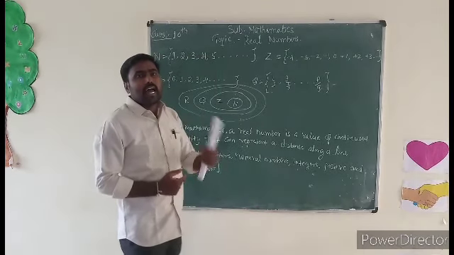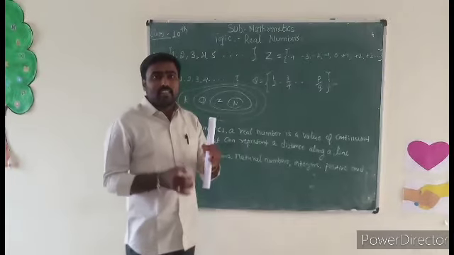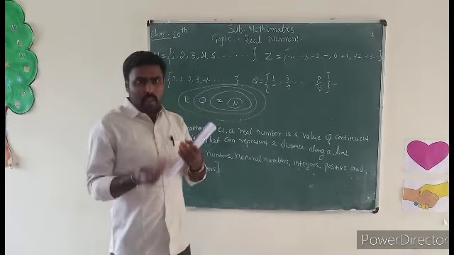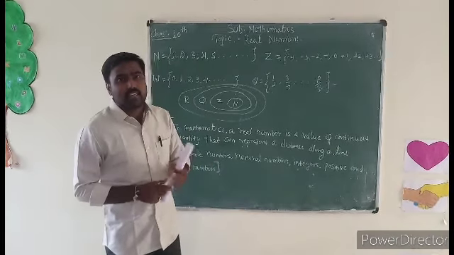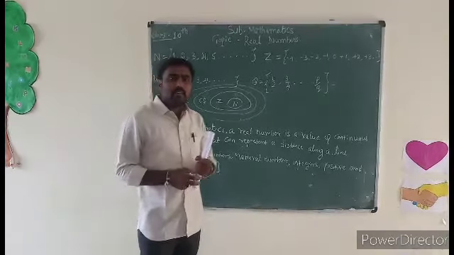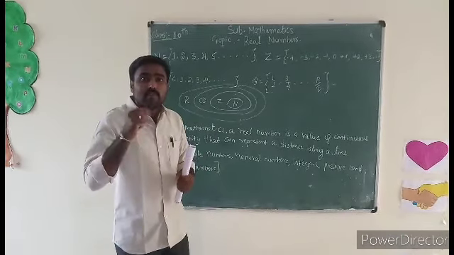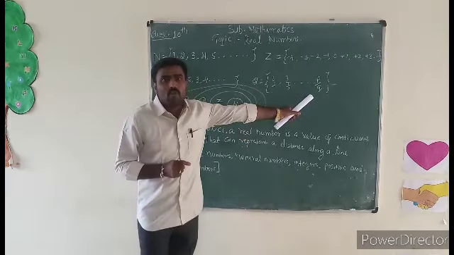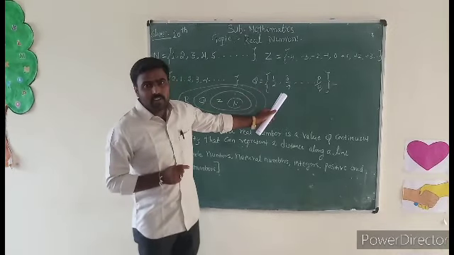Afterwards, the next word is rational numbers. In lower classes you already learned these as fraction numbers. You already know fractions: proper fraction, improper fraction, mixed fraction likewise. So these numbers we call rational numbers. Rational numbers are the numbers which are in the form of P by Q, like 1 by 2, 3 by 4 likewise.